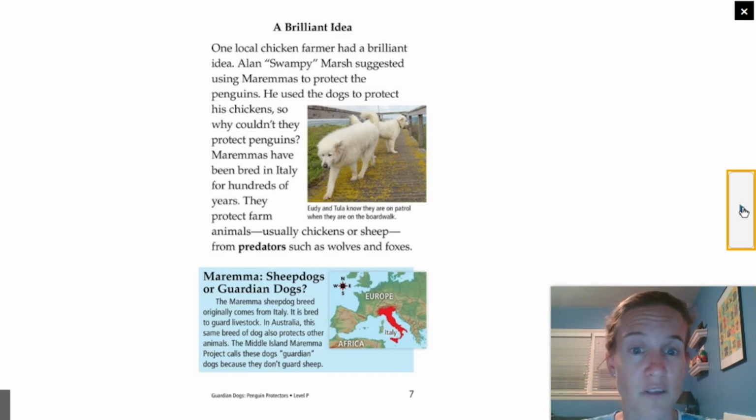Yudi and Tula know they are on patrol when they are on the boardwalk. Maremma, sheepdogs or guardian dogs? The Maremma sheepdog breed originally comes from Italy. It is bred to guard livestock. In Australia, this same breed of dog also protects other animals. The Middle Island Maremma Project calls these dogs guardian dogs because they don't guard sheep.